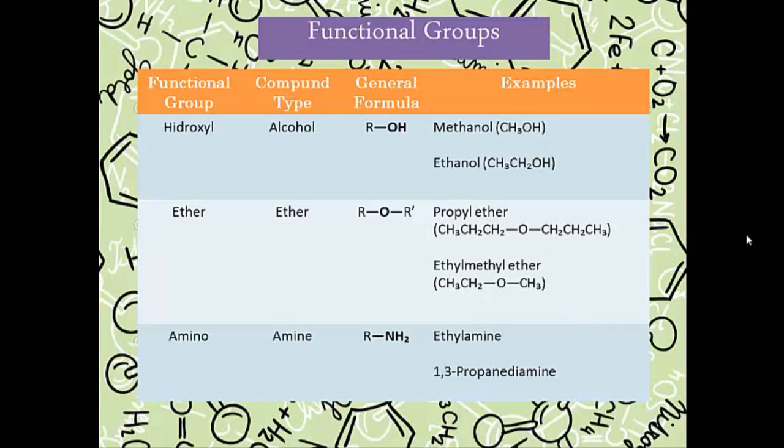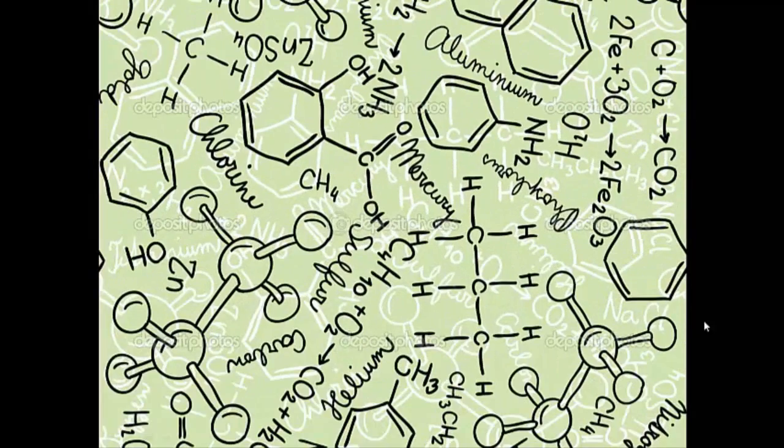Amino is the functional group. The compound type is amine. The general formula is RNH2, and some examples are ethylamine and 1,3-propanediamine. If you can see the OH or the O or NH2, these are the functional groups in the general formula.